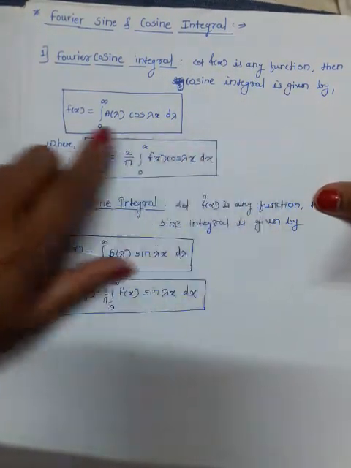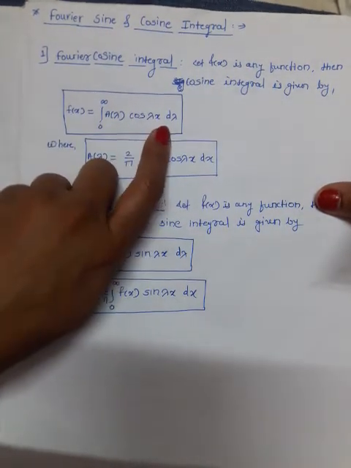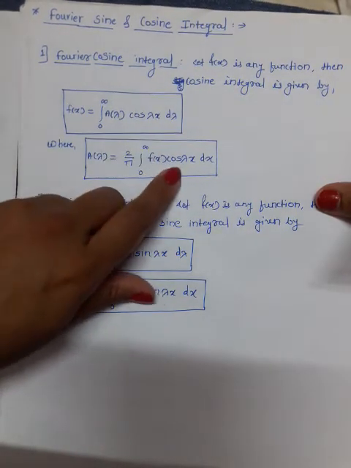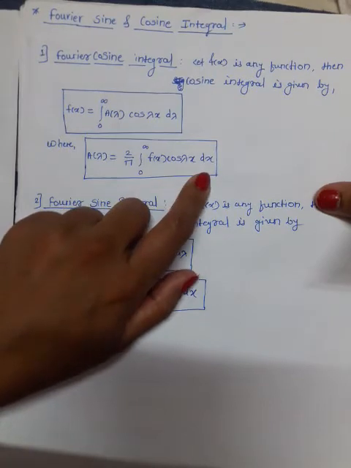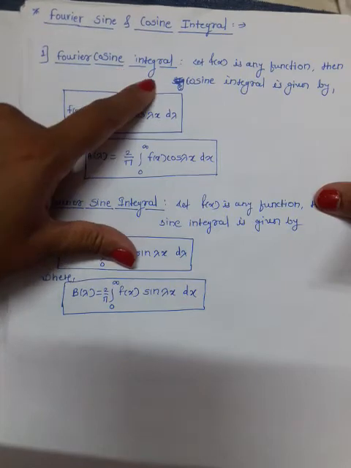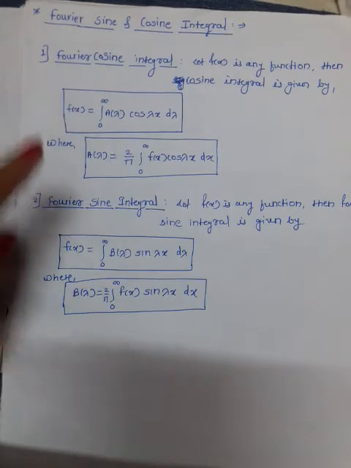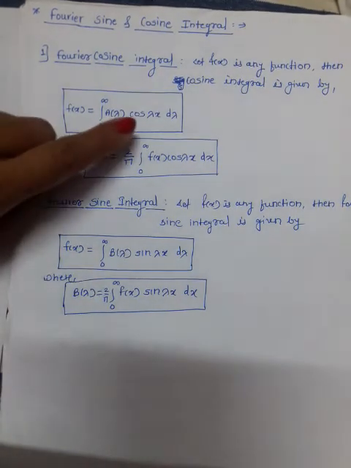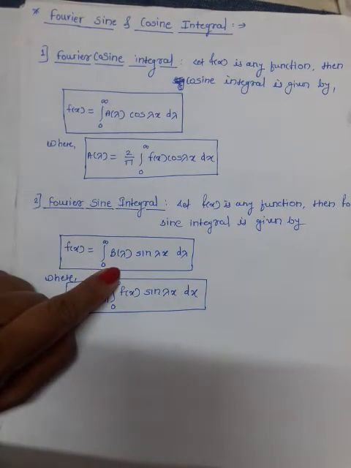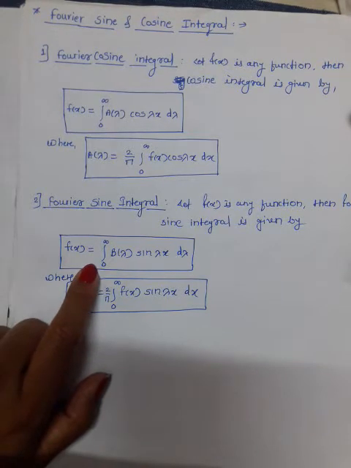Then the cosine integral is given by f of x is equal to integration 0 to infinity a lambda cos lambda x d lambda, where a lambda is 2 upon pi integration 0 to infinity f(x) cos lambda x dx. Okay, this is the formula for the Fourier cosine integral. Here is the Fourier sine integral. What is the difference between cosine integral and sine integral? Just replace everywhere cos by sine, a lambda by b lambda. Therefore this is called the Fourier sine integral.